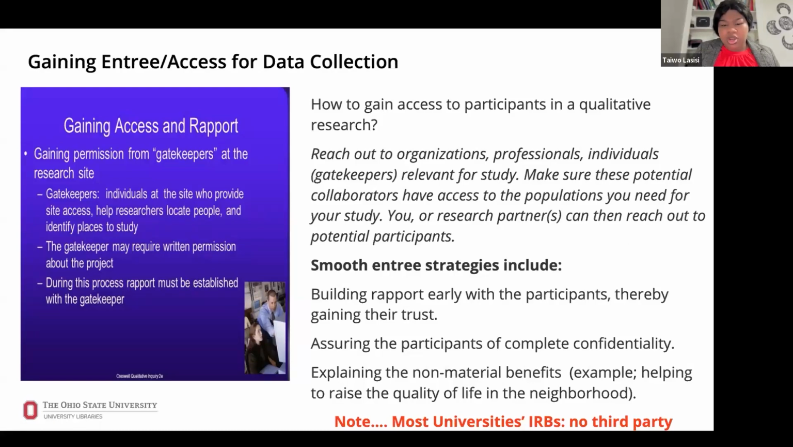Make sure you explain all the benefits that will come up, either material or non-material benefits. It's usually important for people to get the full knowledge of your research and what they're about to gain doing it, so that there won't be questions along the line or misunderstandings.